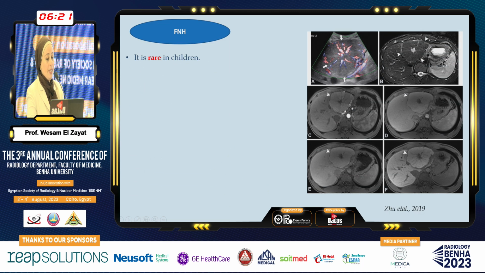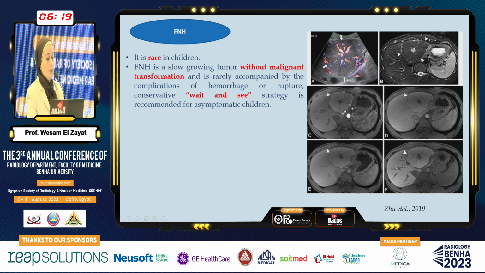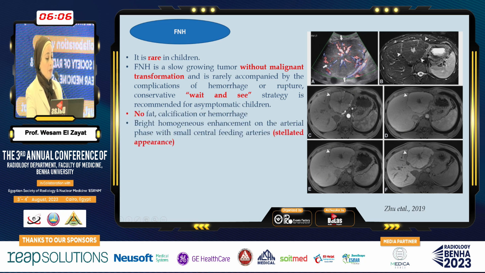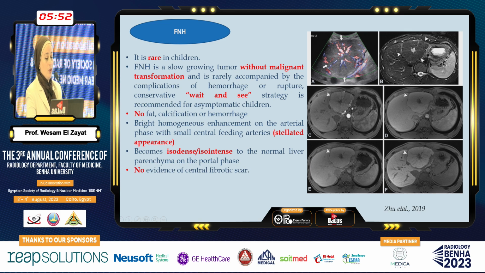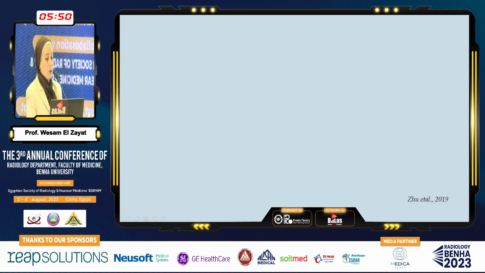Focal nodular hyperplasias are rare in children. These are slowly growing tumors without malignant transformation, and they are rarely accompanied by complications like hemorrhage or rupture. So the better strategy is to conserve and wait and see. There are no fat, calcifications, or hemorrhage. They have an early arterial enhancement with the spoke wheel pattern of central feeding vessels. They become isodense or isointense to liver parenchyma on the portal phase with no evidence of central fibrosis.